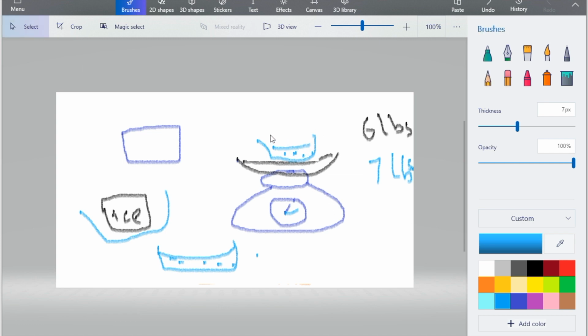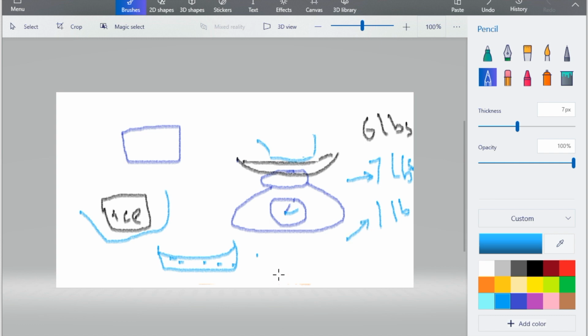Make sure you have a lot of fun with this. So this is the empty container. Maybe the empty container is going to be approximately 1 pound. This is the weight of the container with water, and this is the weight of the container without water.